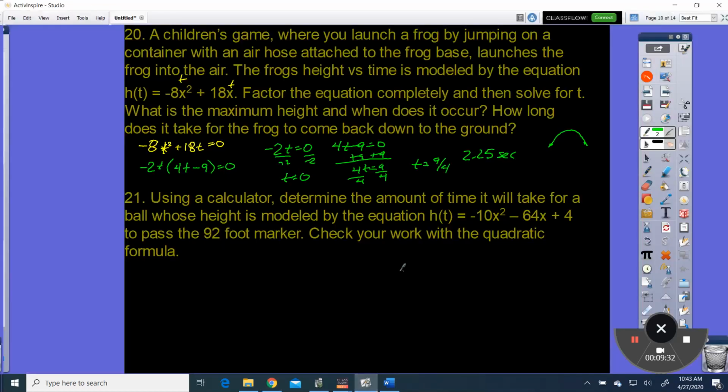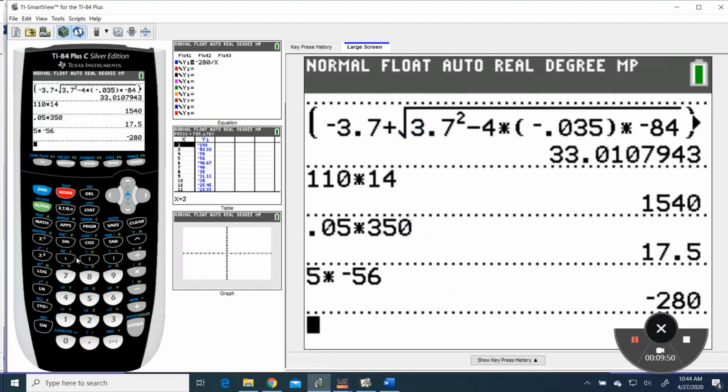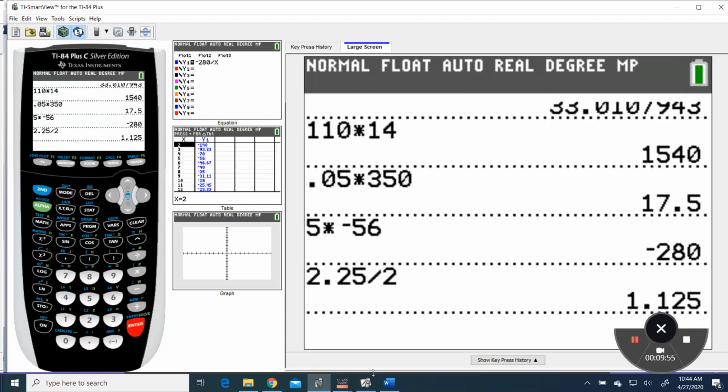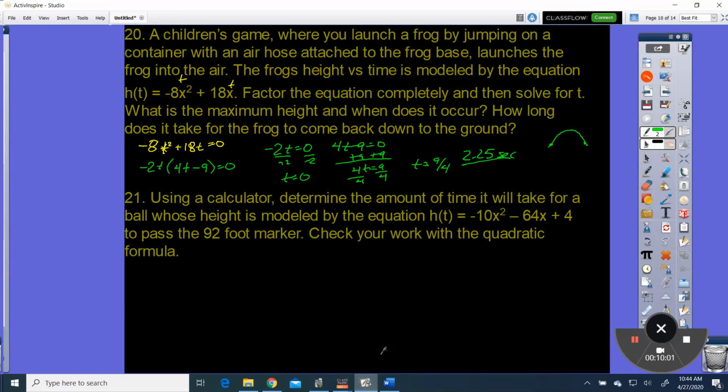So anyways, I gotta stop saying anyways. There we go. Now factor the equation completely, solve for t. We did that. What is the maximum height, and when does it happen? Well, it happens at half of 2.25. 2.25 divided by 2. So it happens at 1.125. Much easier to see on our graph. There it is. And the maximum height is 10.125. And it doesn't say whether this is in meters or in feet. So we just have to put it's 10.125 units, whatever that is.